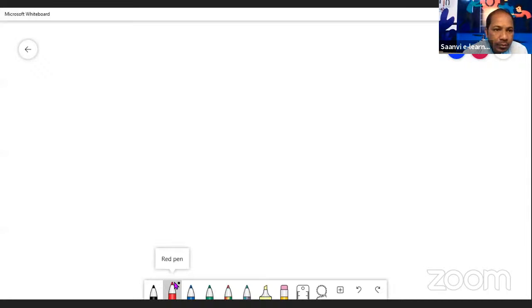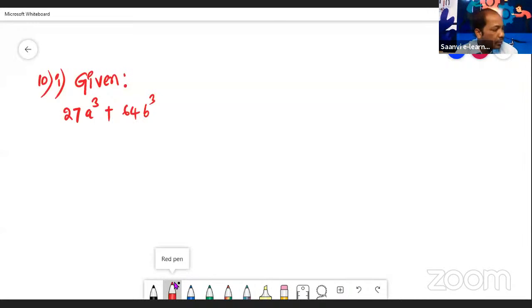Okay, see here, the 10th bit first problem. What is given here? 27a cube plus 64b cube is given. So just now we have discussed a cube plus b cube, right? It is not in the form of a cube plus b cube yet, so we have to convert it into that form.